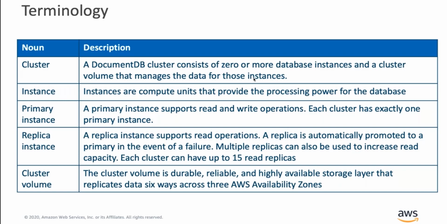And one of the cool things about replica instances is that they're automatically promoted to a primary in the event of a failure. Cluster volume is the durable storage service layer that sits underneath the instances. The data in your cluster volume is replicated 6 ways across 3 different AWS availability zones. The cluster volume is very durable and reliable, and we take data loss very seriously, so you can be rest assured that your data is safe with the way our cluster volume is architected.